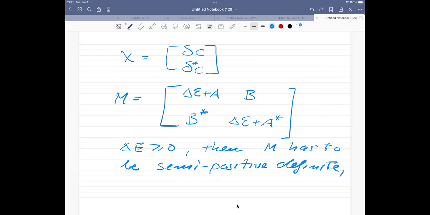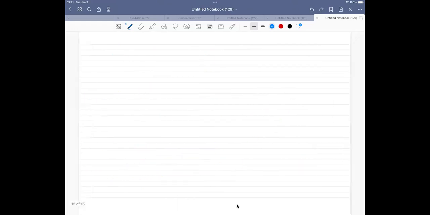Which means that the eigenvalues have to be larger or equal than 0. So its eigenvalues, its lambda i's, have to be larger or equal than 0. So a necessary but not sufficient condition is that the diagonal matrix elements are larger than 0.